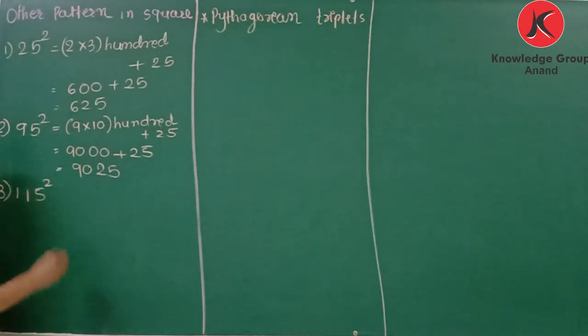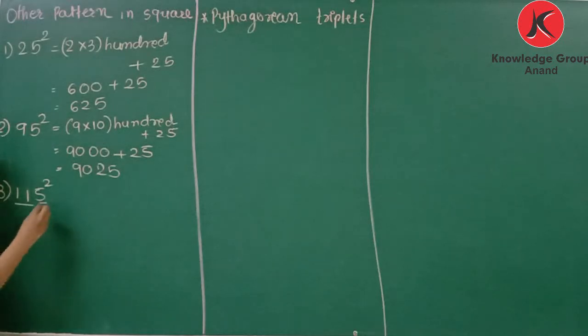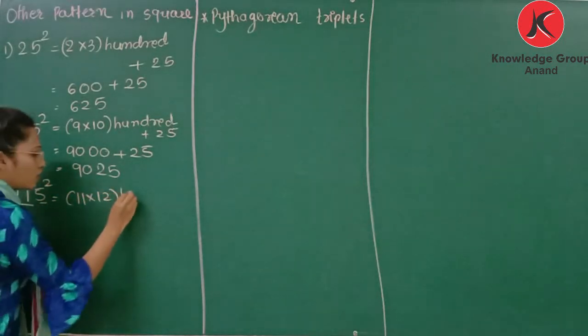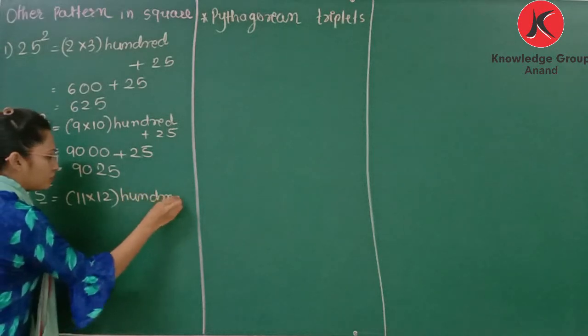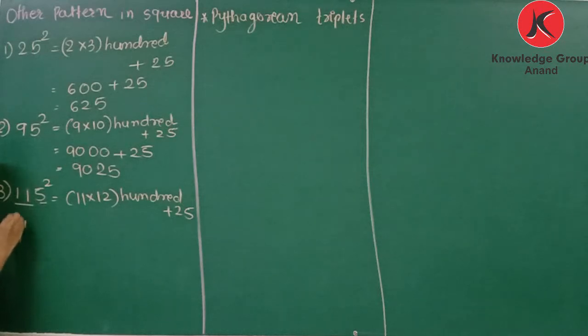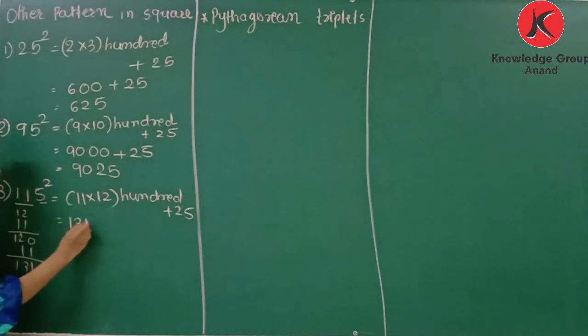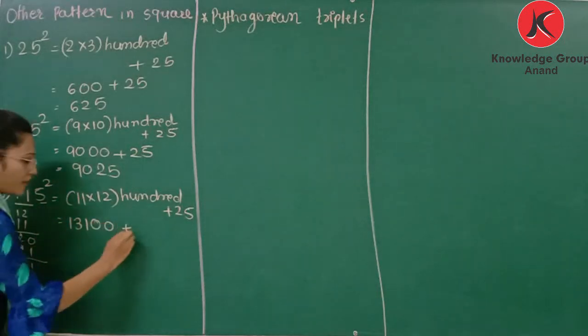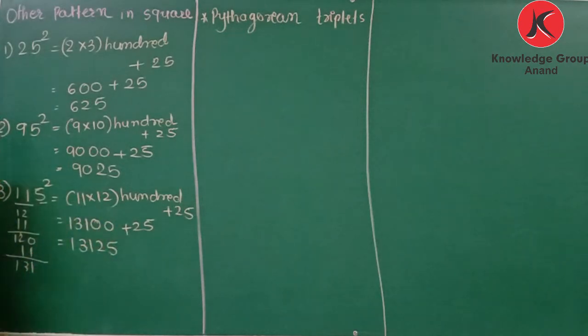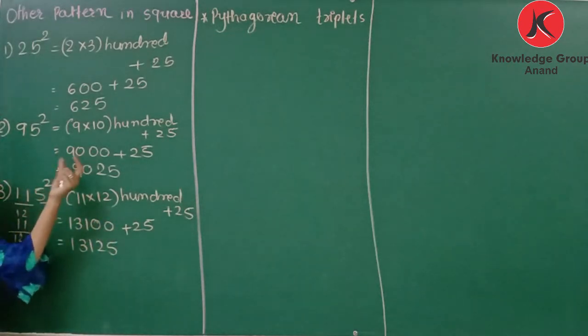Now the third one, 115 square. So here before 5 there is 11. So you need to write 11 multiply 12, 100, plus 25. Now find 11 multiply 12, that is 132, so 13200 plus 25 is 13225.